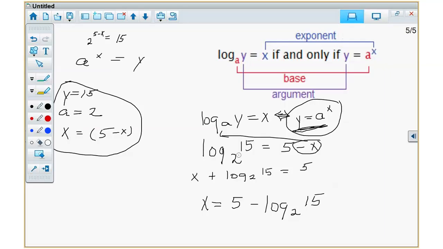So your final answer to calculate in a calculator is 5 minus parentheses log of 15, which is log base 10 on the calculator, over log of 2.